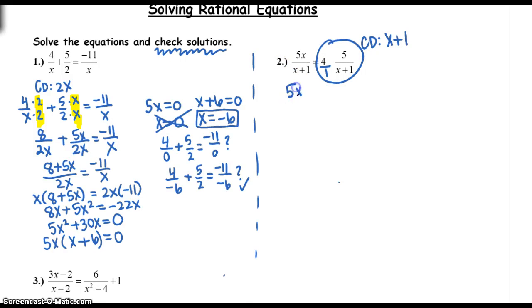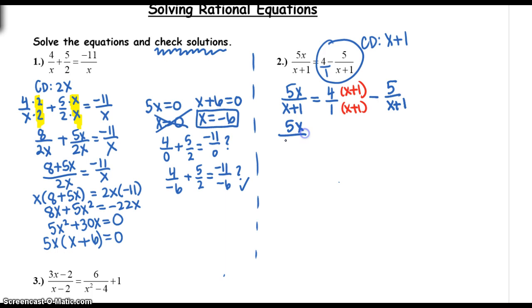So we leave the left-hand side alone. So 5x over x plus 1 equals. Now we need to get this common denominator. So if we need a denominator of x plus 1, I'll have to multiply the top and bottom of this first fraction by that x plus 1. Put my negative in here, and then this guy stays the same because he already has an x plus 1.